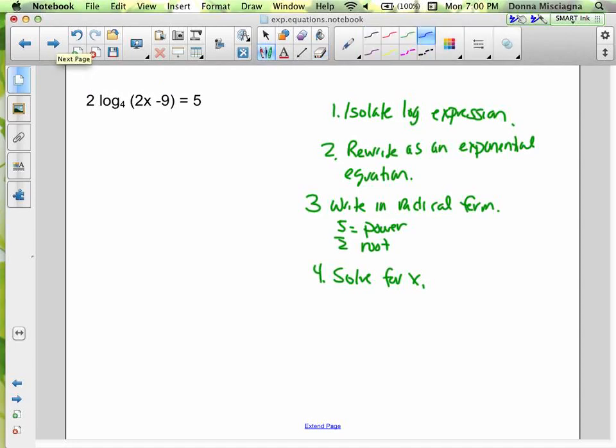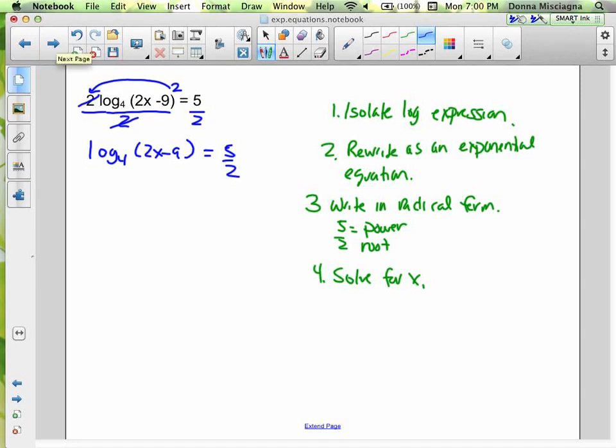So if this were up here, I would have moved it to over here purposely so that we could divide both sides by 2. Because that would be a lot nicer. It's a lot nicer working with it as a coefficient than it is an exponent. We have a lot less work to do. So we'll have log base 4 of 2x minus 9, because these two would cancel, equals 5/2.